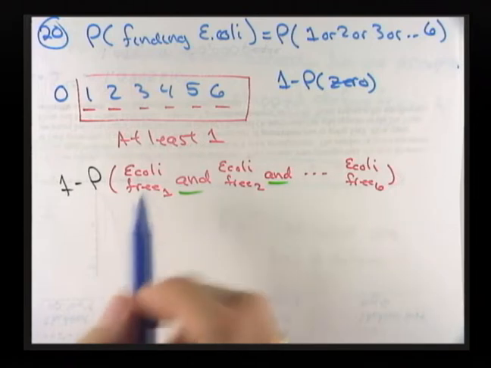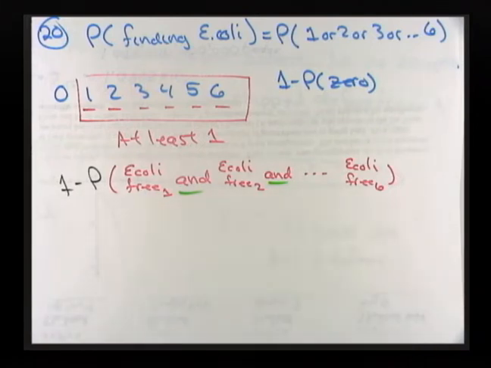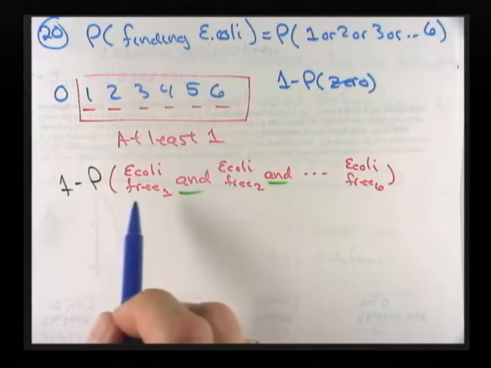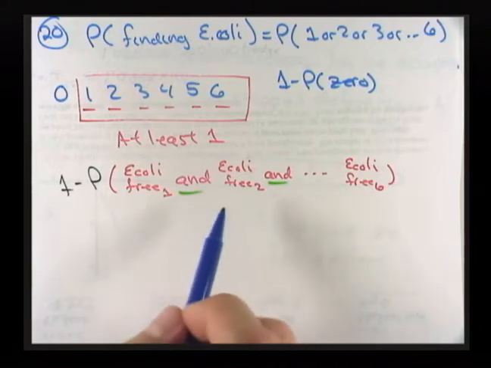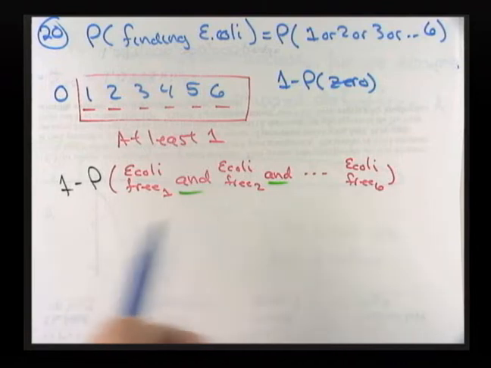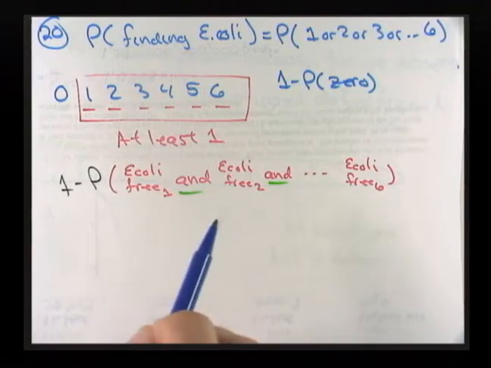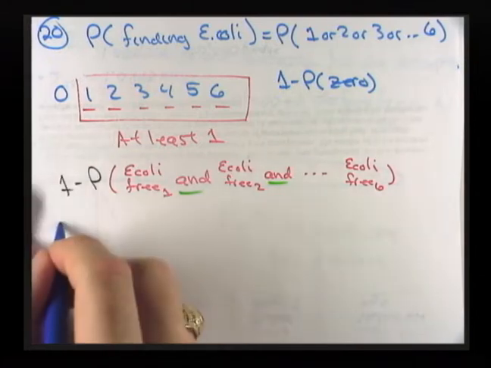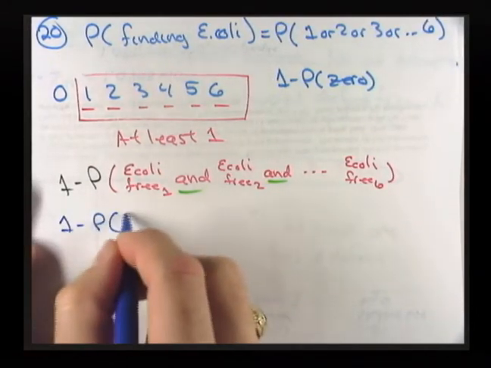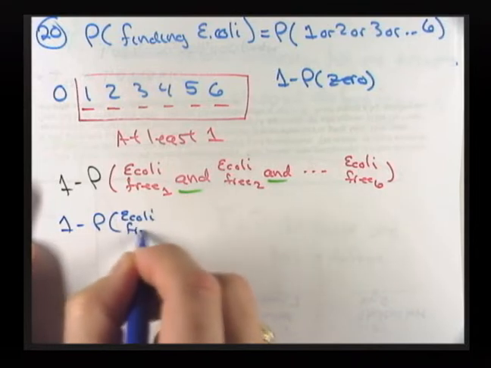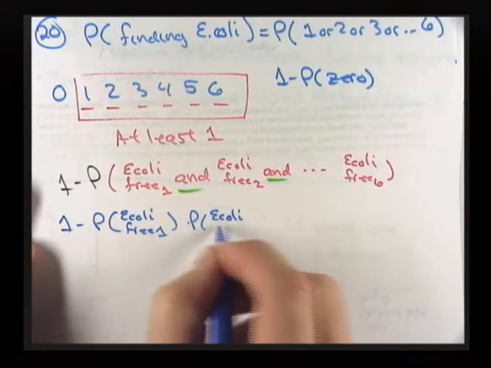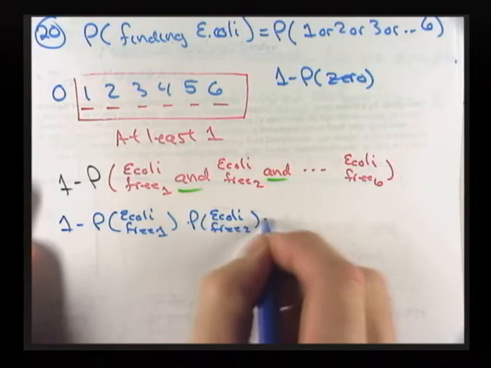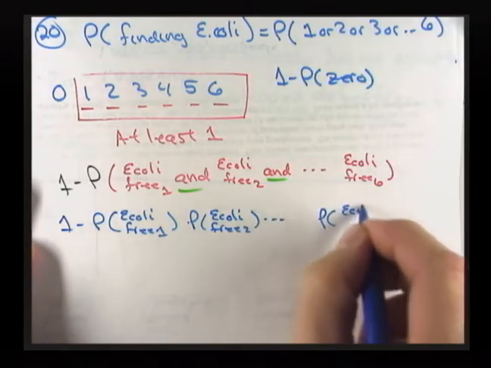Well, here's where something else we've discussed about probability is going to come into play. Does the probability that the first swimming hole has E. coli influence in any way that the second swimming hole has E. coli? No. So what's that allow us to do here? They're independent. That's the good buzzword. So this is going to be 1 minus the probability that the first one is E. coli free, times the probability that the second one is E. coli free, all the way down to the sixth one, E. coli free.